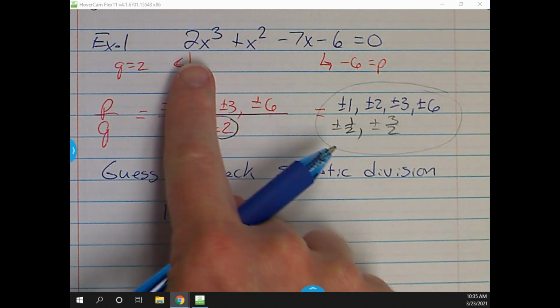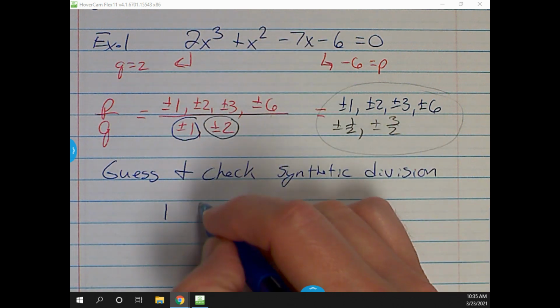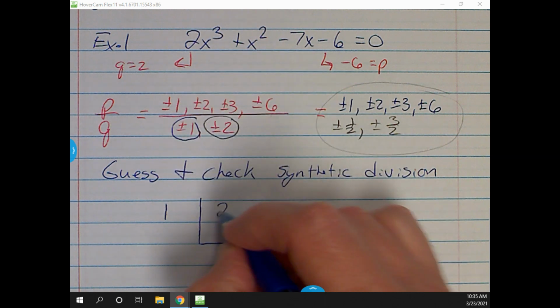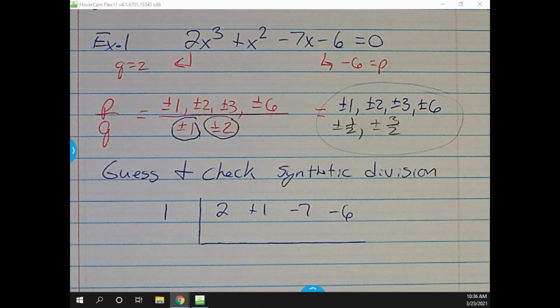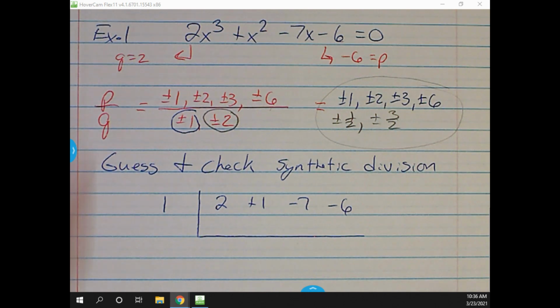All right. Terms are in descending order, so we're good there. There's no powers of x that's missing, so we're good there. So if we start with positive 1, just do guess and check, it's going to be 2, positive 1, negative 7, negative 6. Okay, and for the few people that weren't here yesterday, this is going to be kind of a crash course version of synthetic division, but this is basically what we do here.